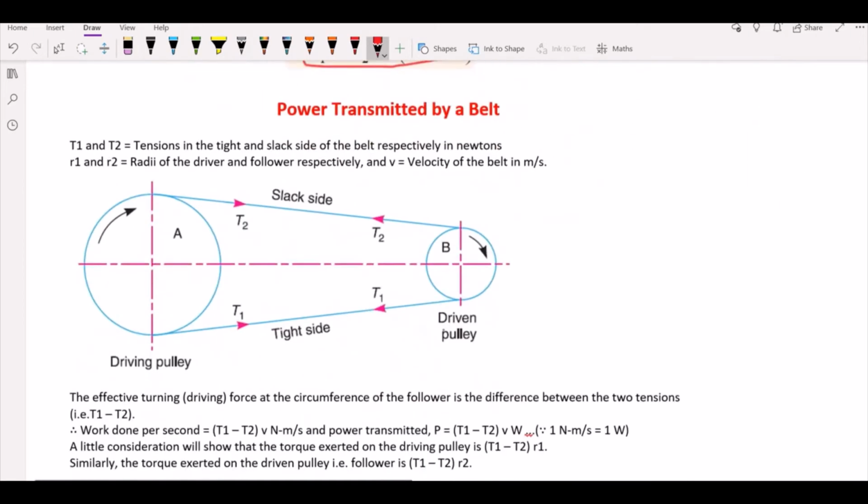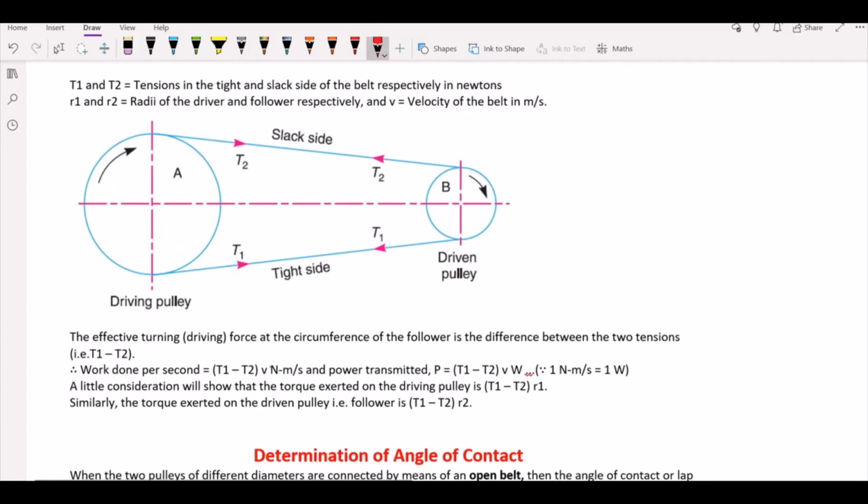Next, let's move on to the calculation of power. Here, if I take a belt over here, with the driving member and driven member, there is a slack side and a tight side, which I already told you: the top one is the slack side and the bottom one is the tight side. Due to the tension itself, the power is transmitted here. Take this as T1 and this as T2. Next is radius: take this as R1 and this as R2, and the velocity as V.